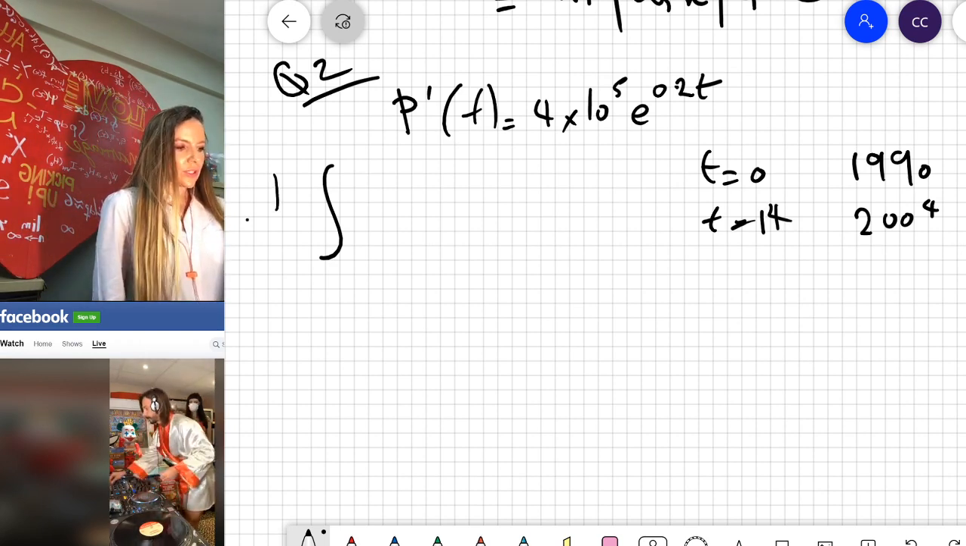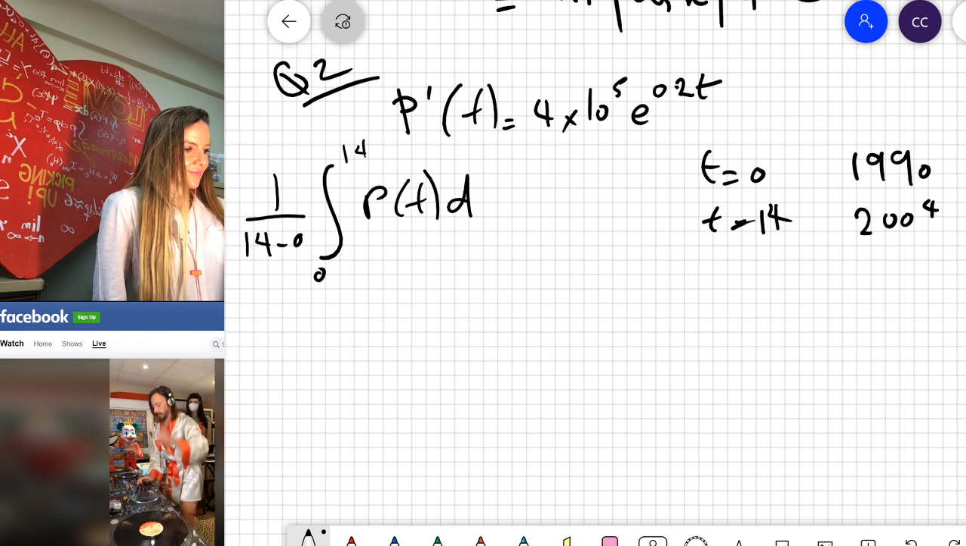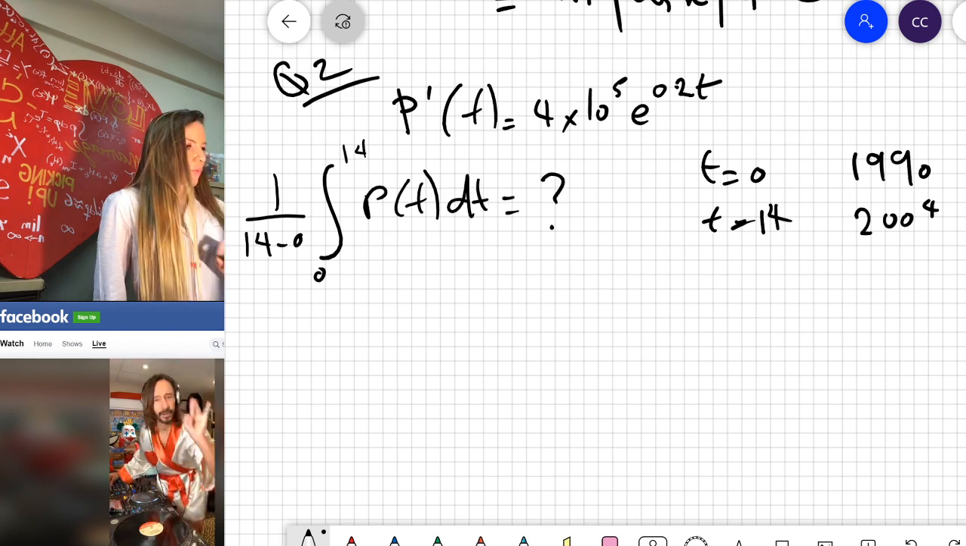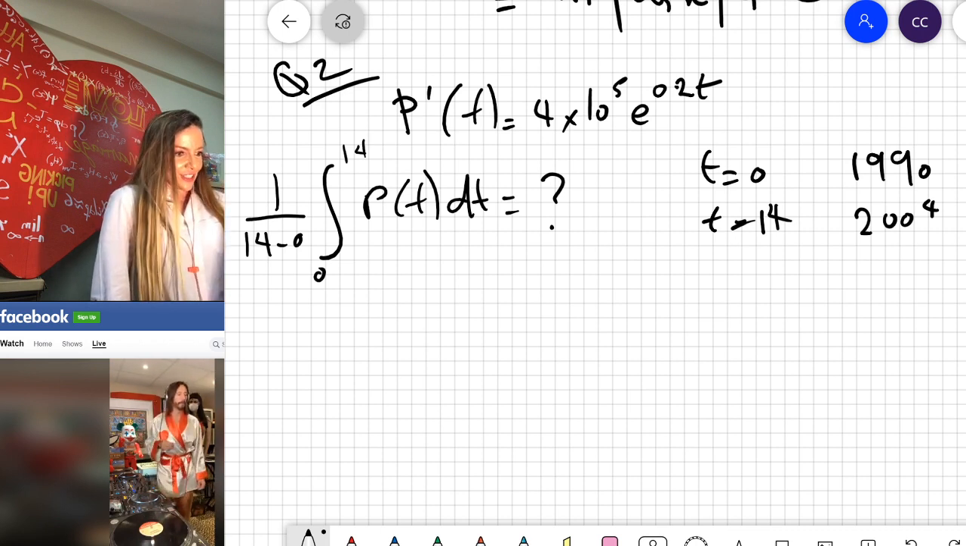So what we're looking for is to let go of all your worries and all your despair. But we have to find the P(t) first.